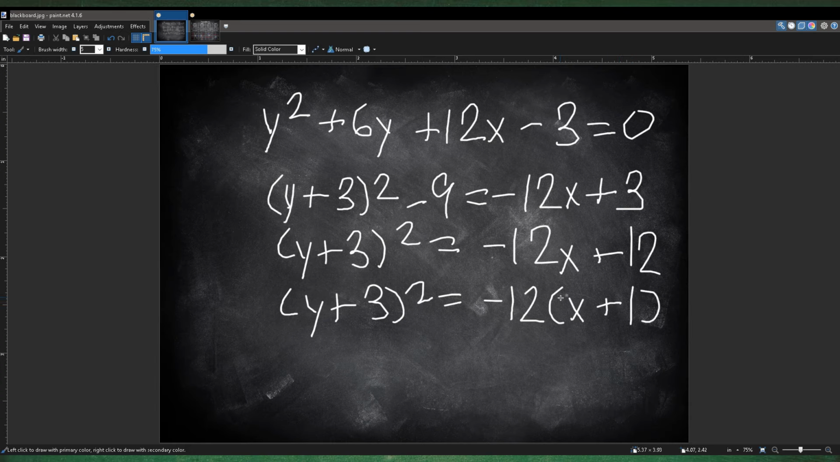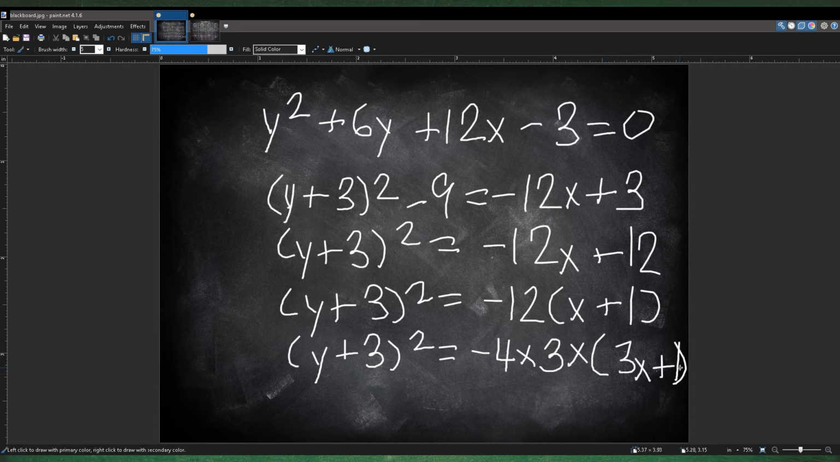You always want the coefficient in front. If it's in the parentheses, x has to be positive. So it's got to be x plus 1. It's not going to be negative x minus 1. It's going to be x plus or minus some kind of number. So now you know this is negative, so you want to distribute that negative 4 out. It's either going to be 4 or negative 4, because you want the number to be positive. So (y plus 3) squared is going to be negative 4 times that number, which is 3. So you get negative 12 times (x plus 1).